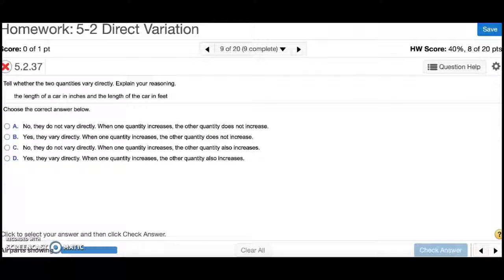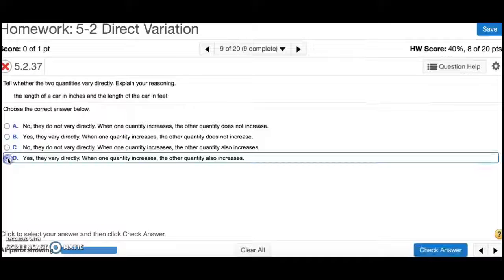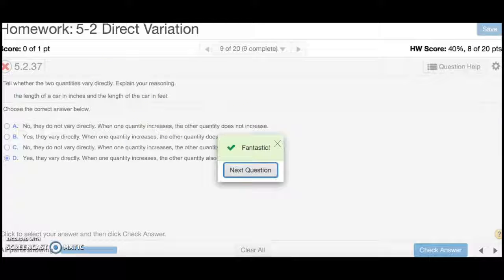Number 9. Tell whether the two quantities vary directly and explain the reasoning. So the length of a car in inches and the length of the car in feet. So as the length of the car gets larger in inches, it gets larger in feet. So yes, it does vary directly. When one quantity increases, so does the other quantity. And that's the answer for number 9.